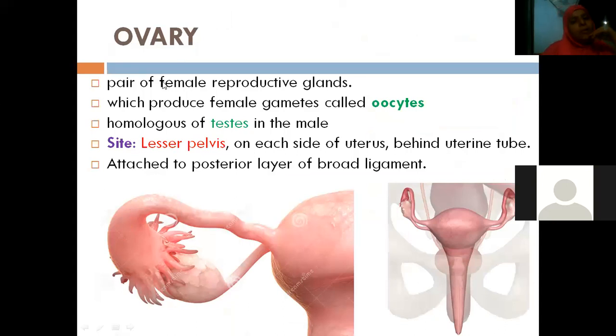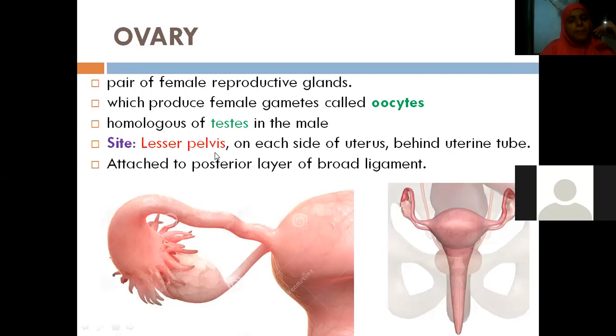Now see, ovary is a female reproductive organ, and we know ovary is concerned with the production of female gametes. Those are oocytes, nothing but ova. So it is homologous to testis in male. So where is it situated? The lesser pelvis. What is the plane of division we have?